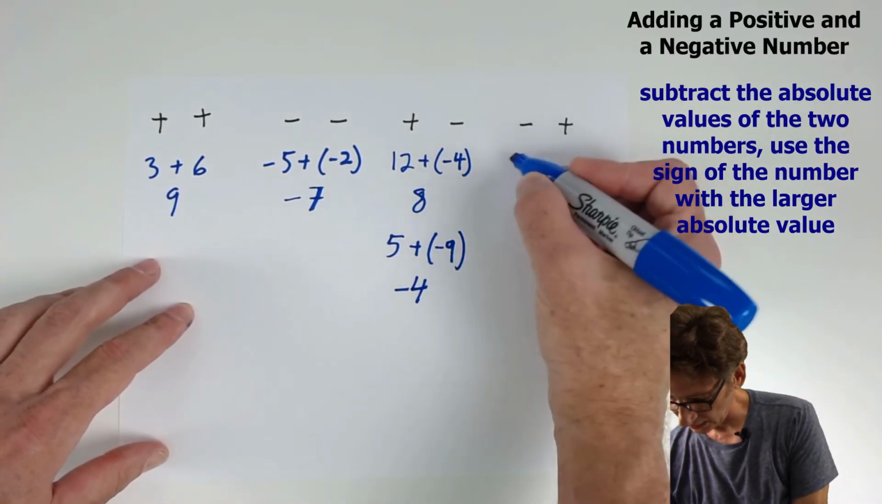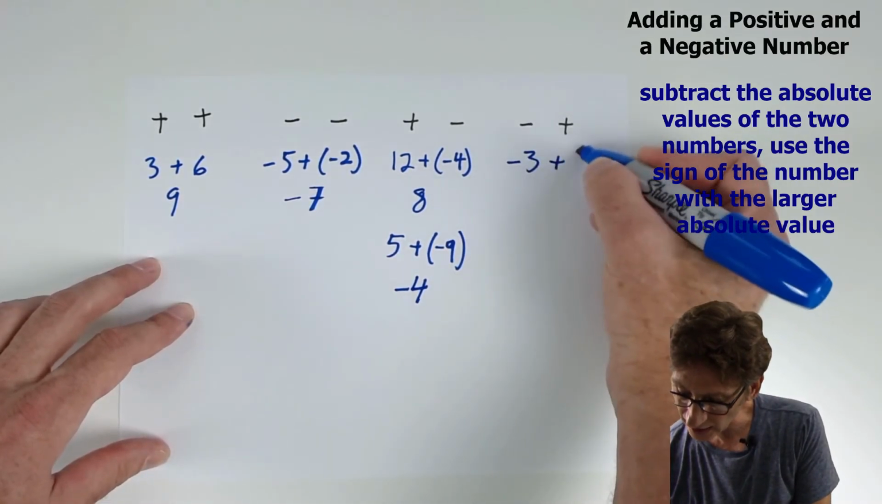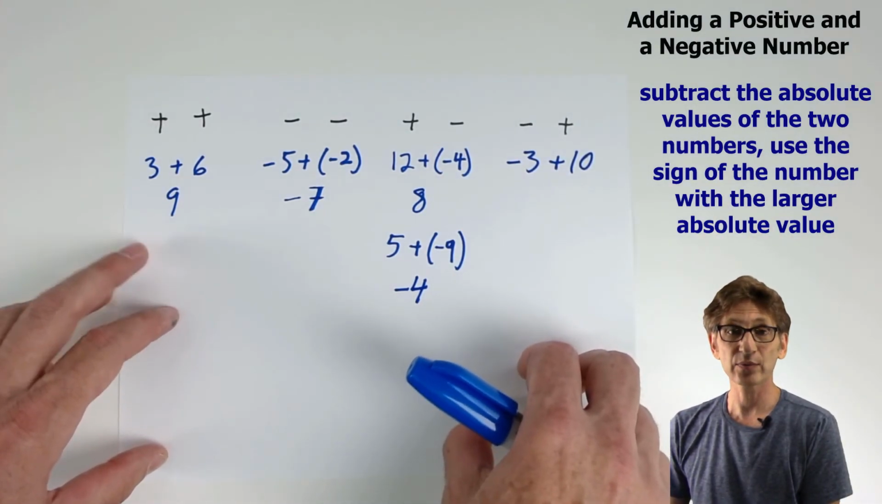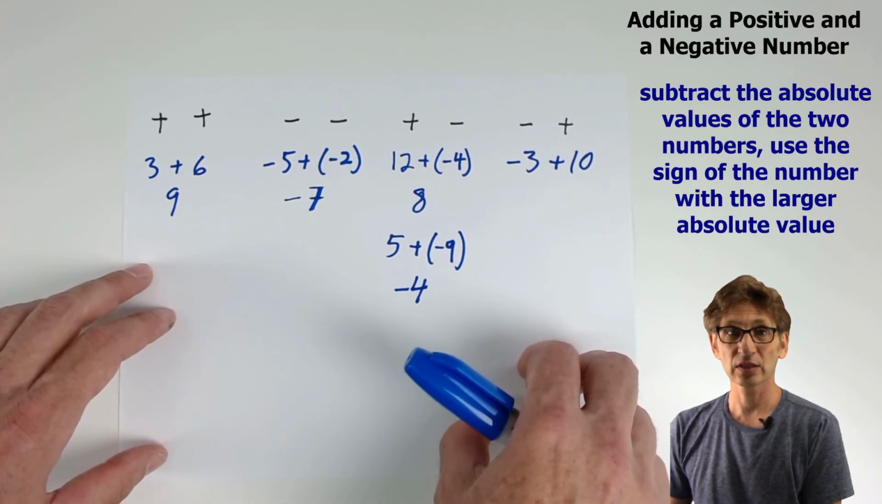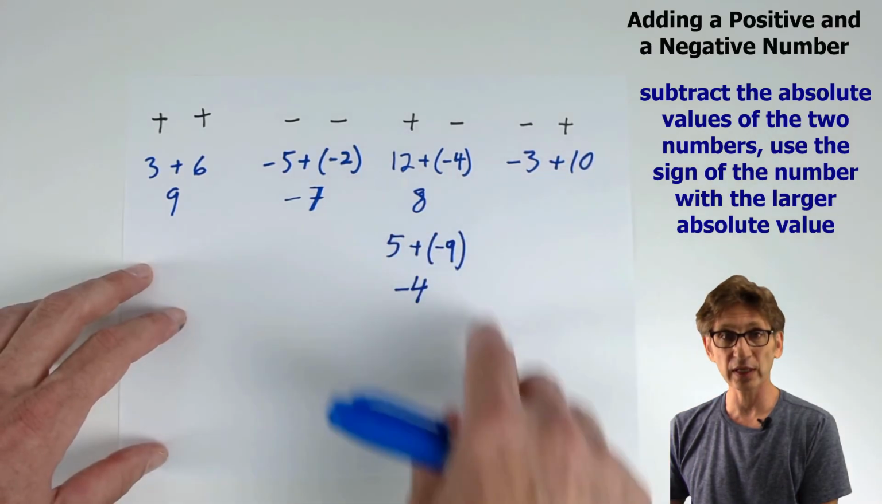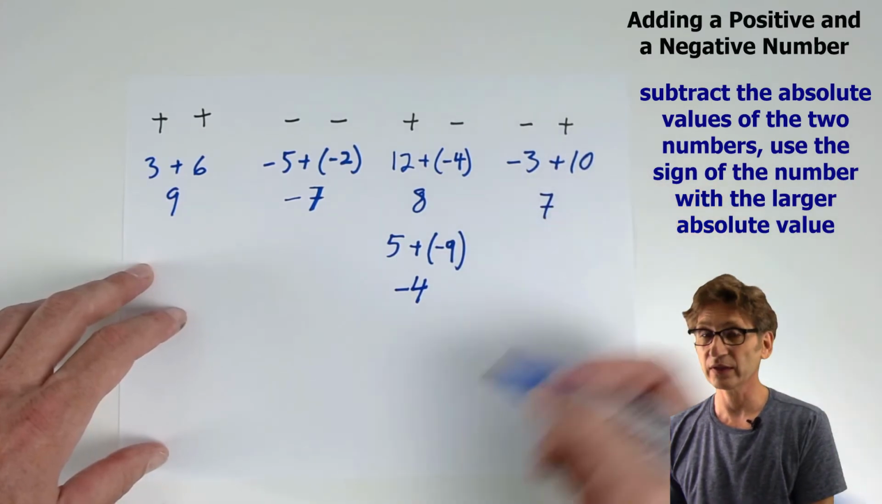Now we have a very similar situation. It's just sometimes a negative number comes first. So if I have negative 3 plus 10, I'm following the exact same process. I find the absolute value of those 2 numbers and subtract. So 10 minus 3 is 7. And since 10 has a bigger absolute value than negative 3, I'm going to use the positive sign from the 10. And this is 7.